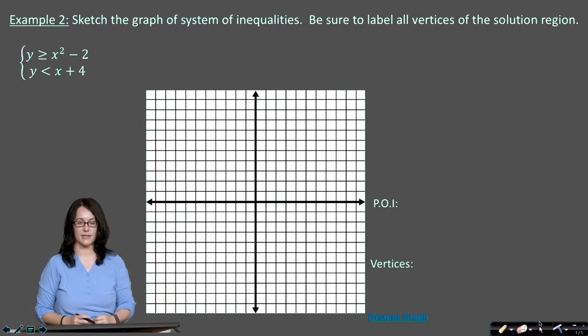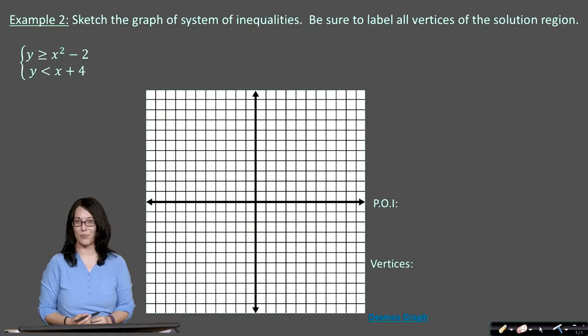Example 2 says the same thing. Solve the system and shade correctly. Y is greater than or equal to x squared minus 2 for your first constraint, and y is less than x plus 4 for your second constraint. Okay, let's see how you did.